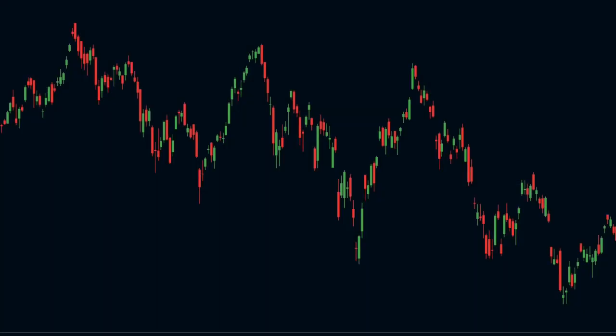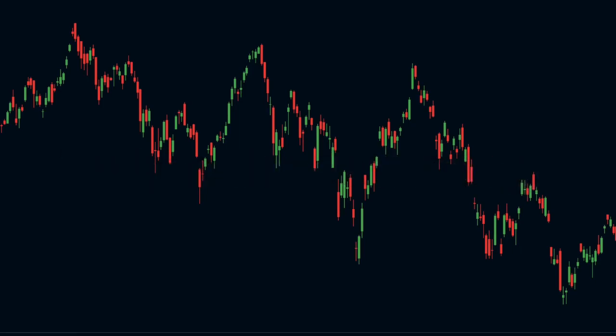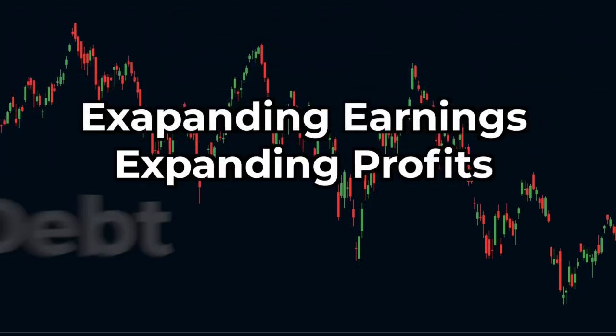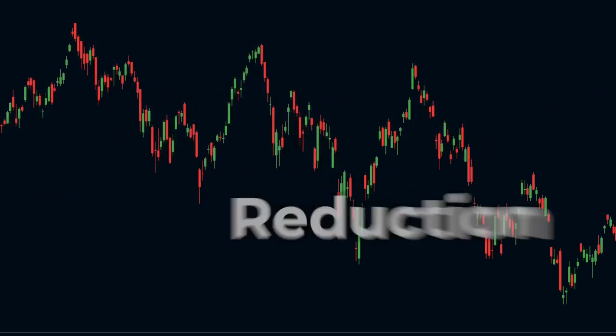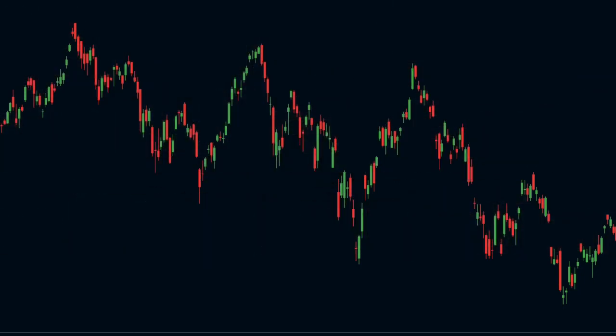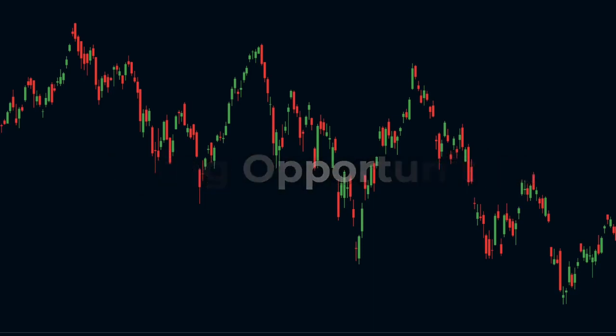Before getting into the details of the strategy, I must admit that the strategy is a techno-funda strategy. This means that the strategy involves technical analysis as well as fundamental analysis. For the fundamental part, we are looking at companies with expanding earnings, expanding profits, debt reduction, etc. These companies are good overall, and we will be looking for buying opportunities in them.